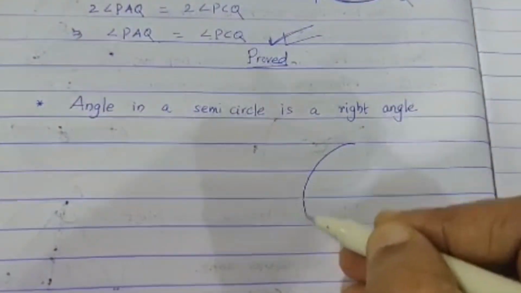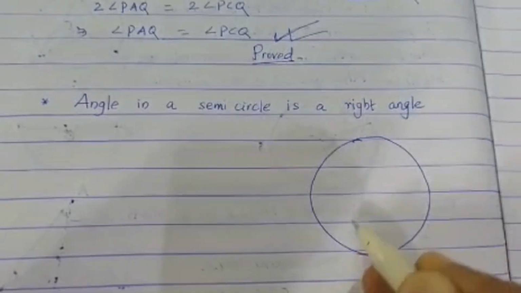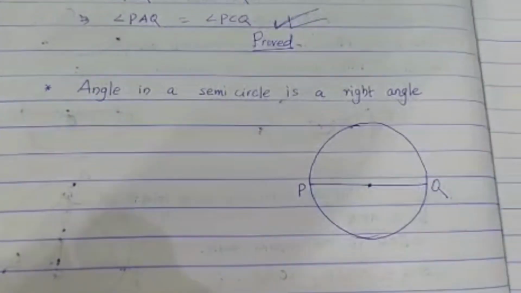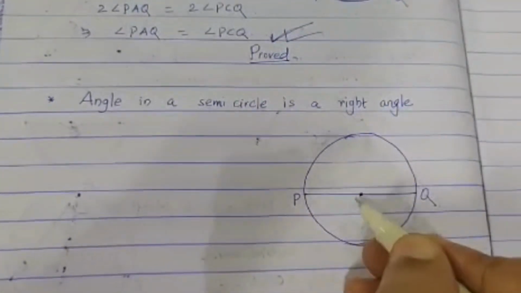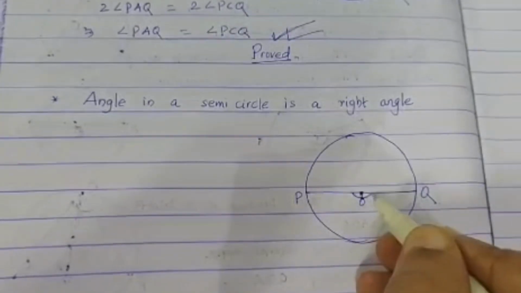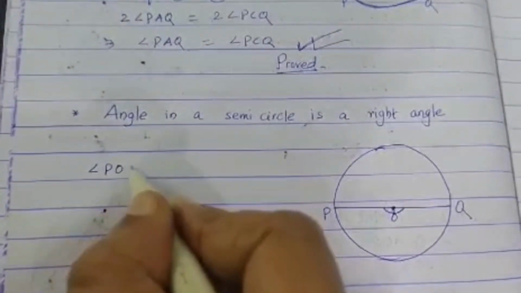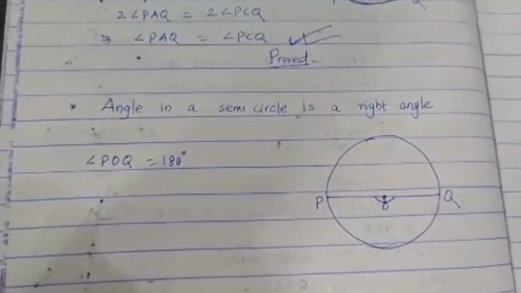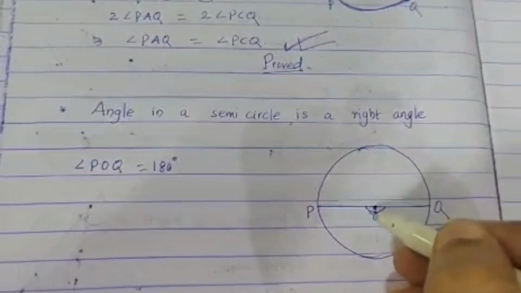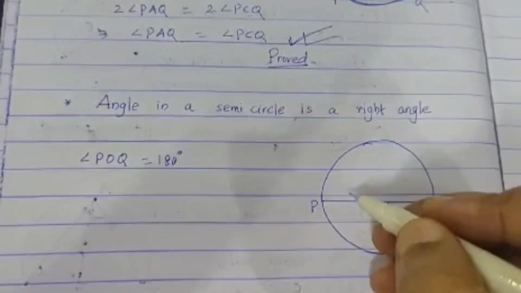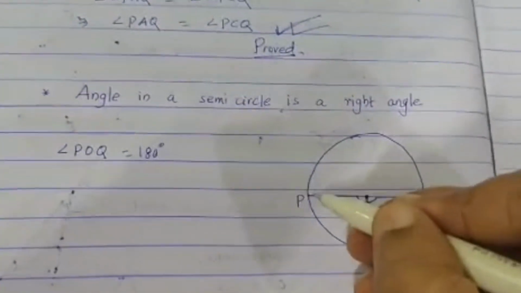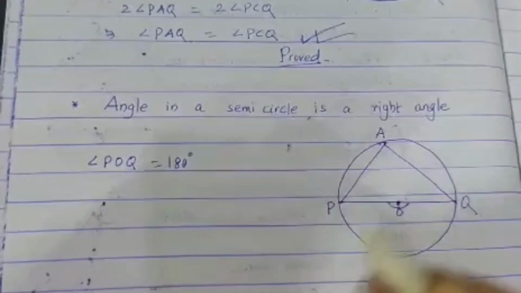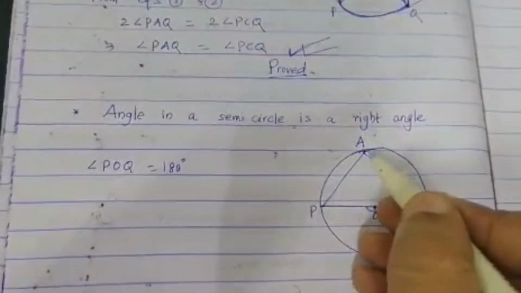Let us suppose this is a circle. This is the diameter of the circle. Let us suppose this is PQ. This is center O. Now this POQ is actually 180 degree. Angle POQ is equal to 180 degree, which is a straight angle. This is any other point of the circle. This is another point of the circle.